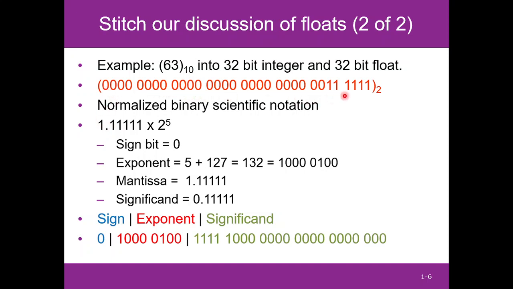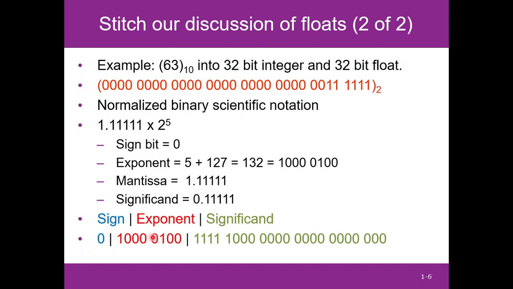This is how these 32 bits will look. All these most significant bits are zeros, and we have these six ones in the least significant positions. These are all ones, okay? So this is how 63 would look if you store it as a 32-bit integer.